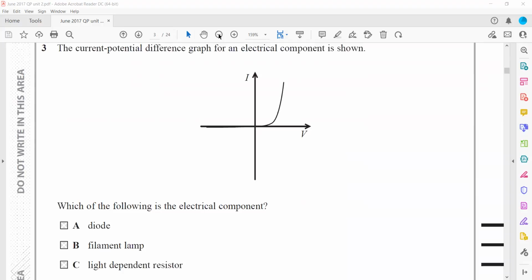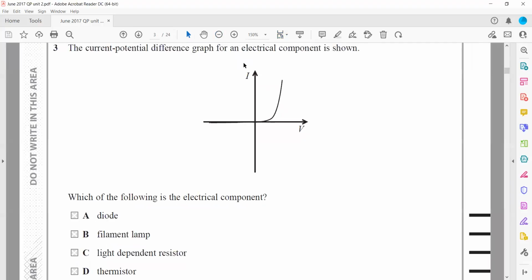This is a graph. So which component is this graph? This is a graph for a diode, because a diode starts conducting at a certain voltage. Before that, it does not conduct. So that is a diode.